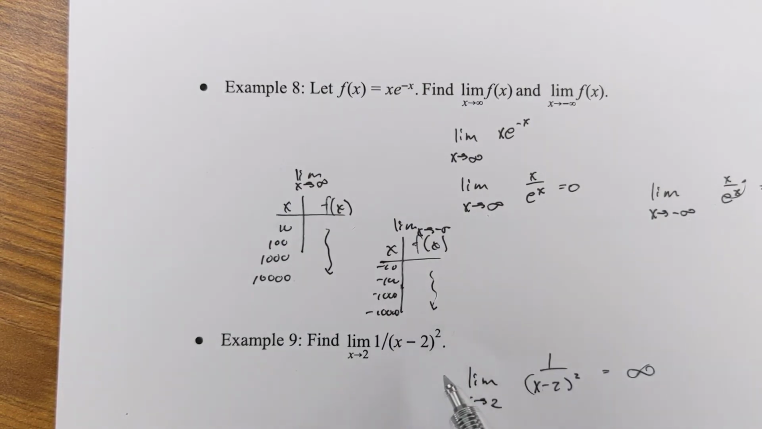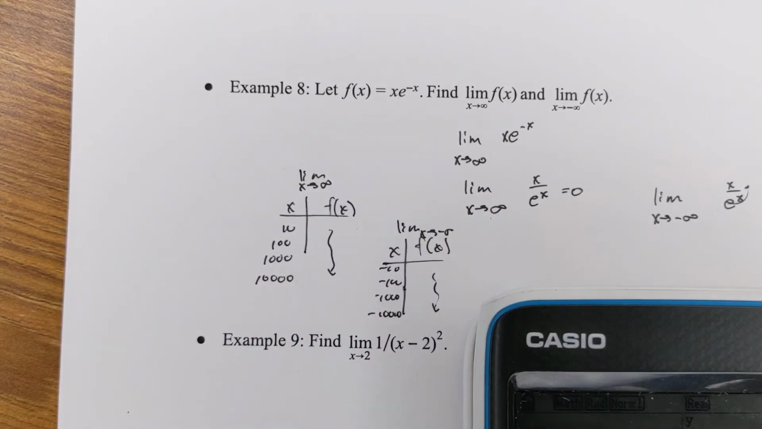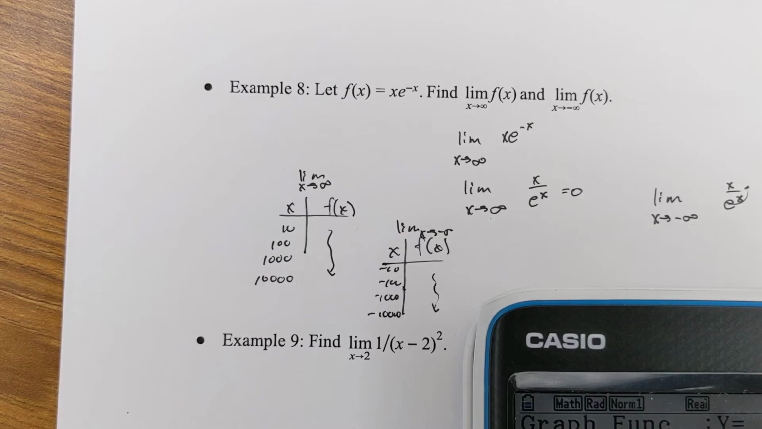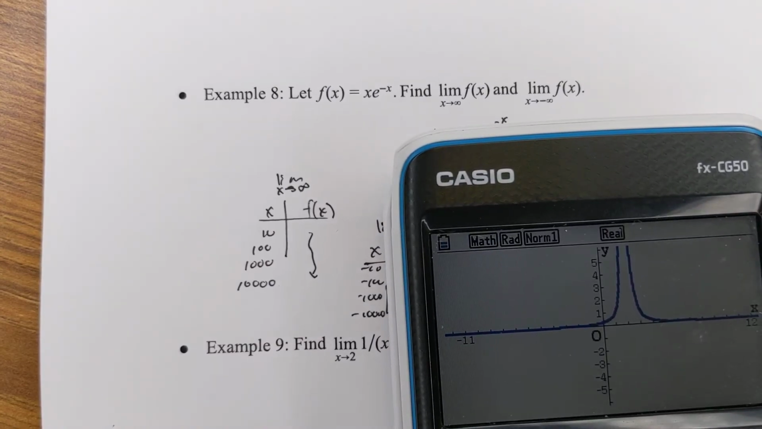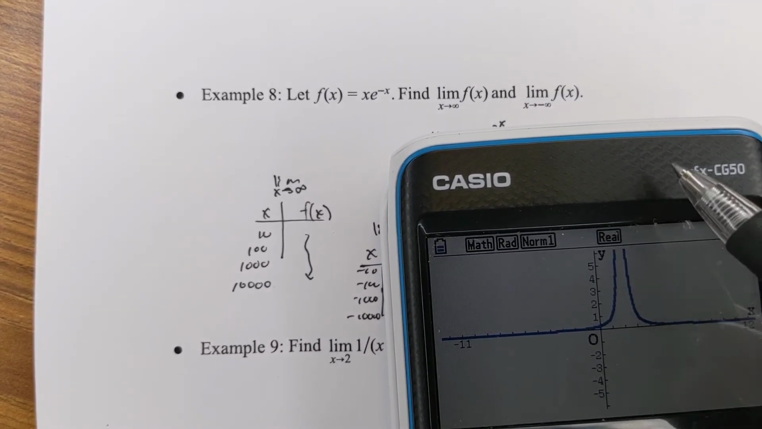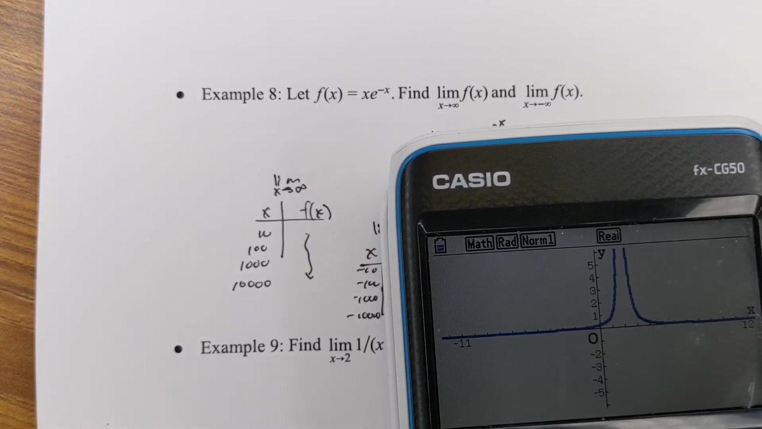Once again, if you look at the graph, as you approach 2, the graph will spike. So there's your graph. If you notice, there are big spikes going to positive infinity as x is close to 2.